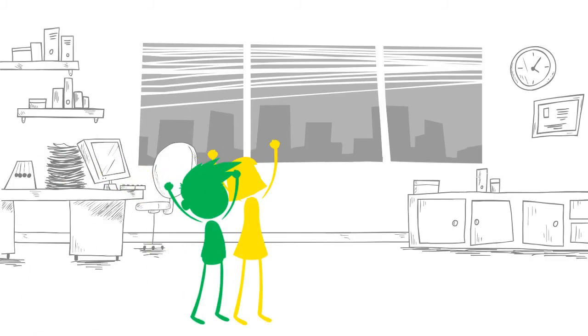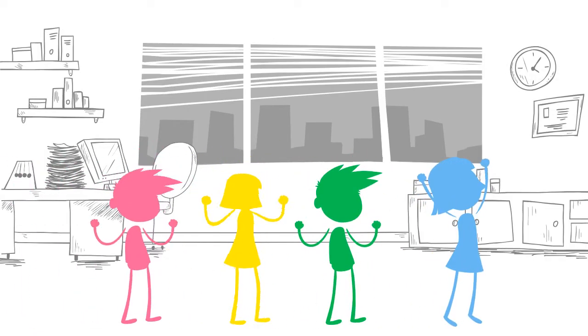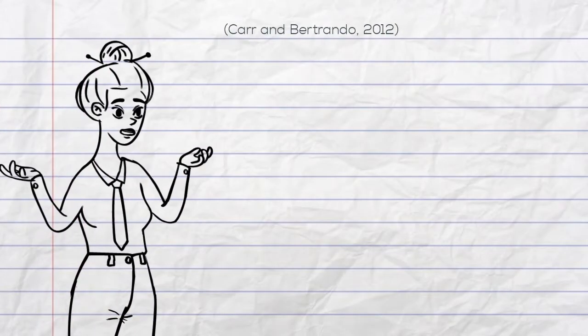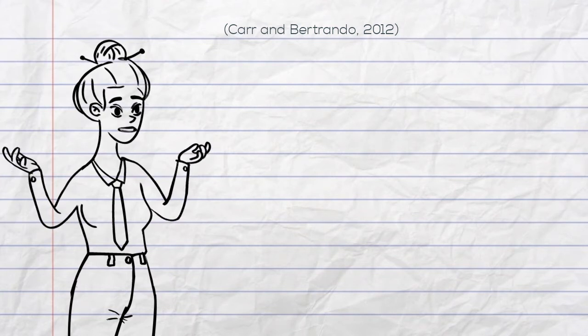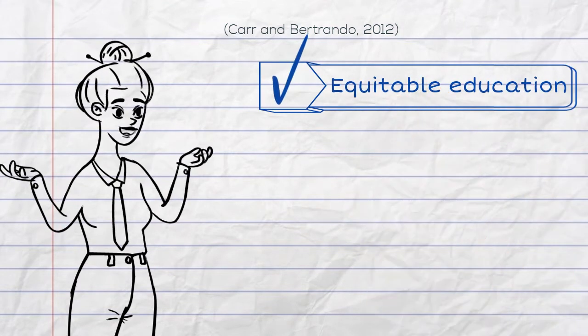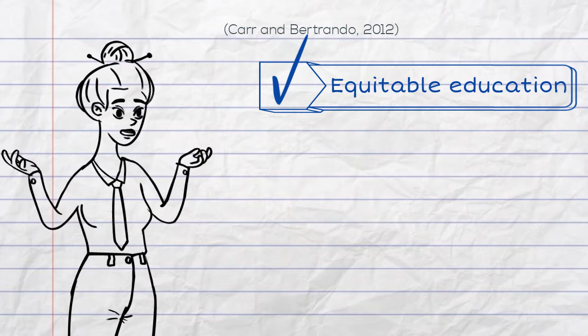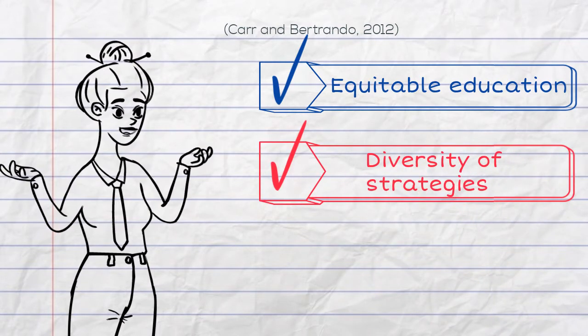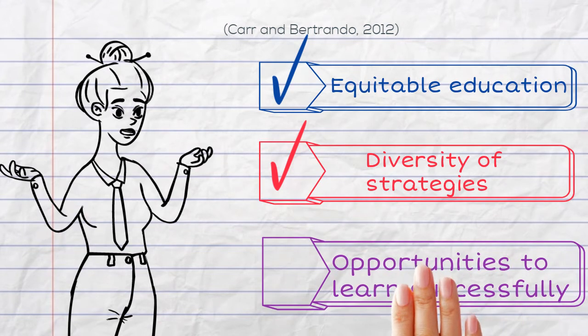So, how can we create an inclusive classroom for everybody? Let's take a look at some useful information. An inclusive classroom doesn't provide an equal education experience for all students. It provides an equitable education for all of them. This means using a diversity of strategies for a diversity of students, so everyone has the opportunity to learn successfully.